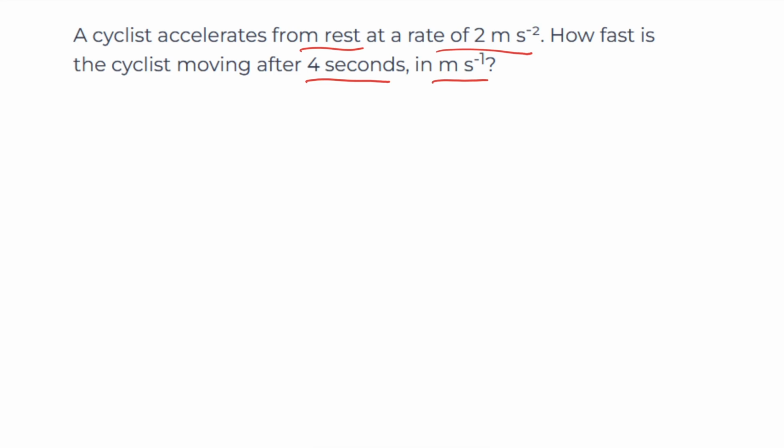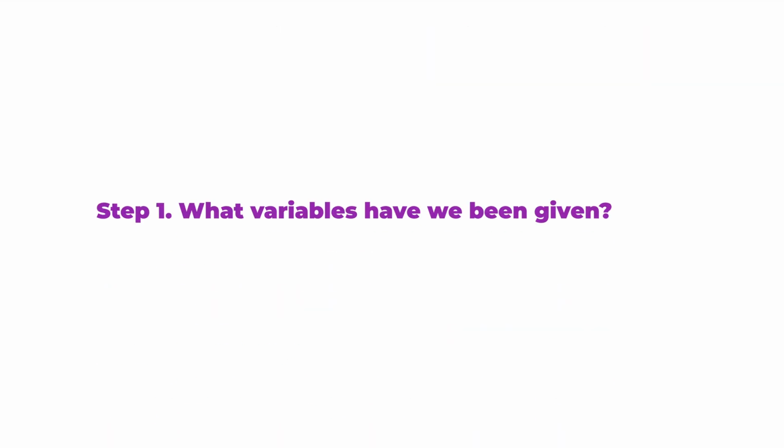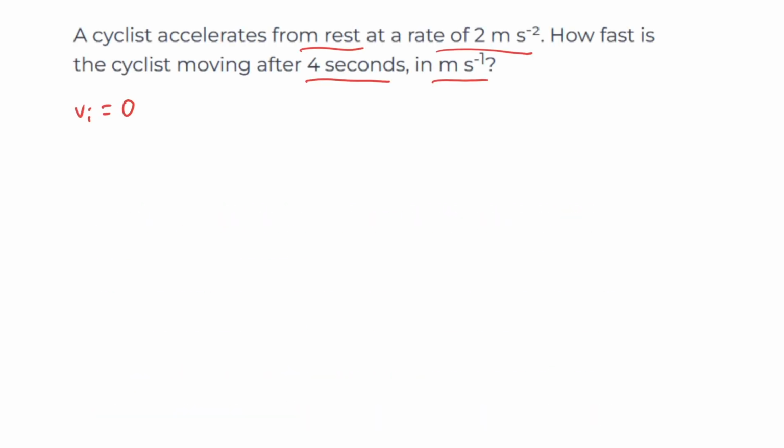Question 7. A cyclist accelerates from rest at a rate of 2 meters per second squared. How fast is the cyclist moving after 4 seconds in meters per second? Step 1. What variables have we been given? We have initial velocity, so Vi equals 0 meters per second. We have acceleration, so A equals 2 meters per second squared. We have also been given time, so T equals 4 seconds.